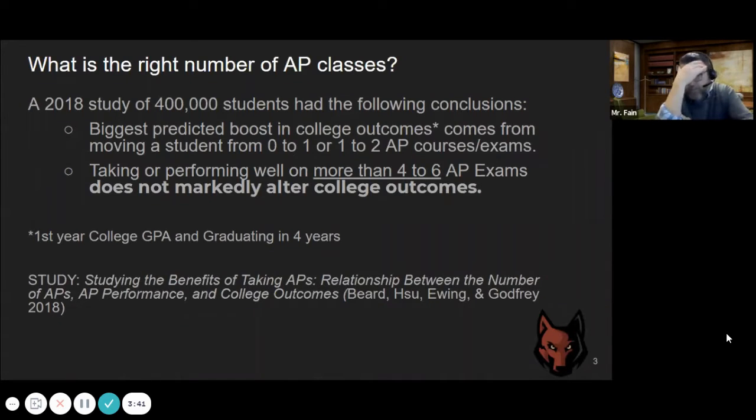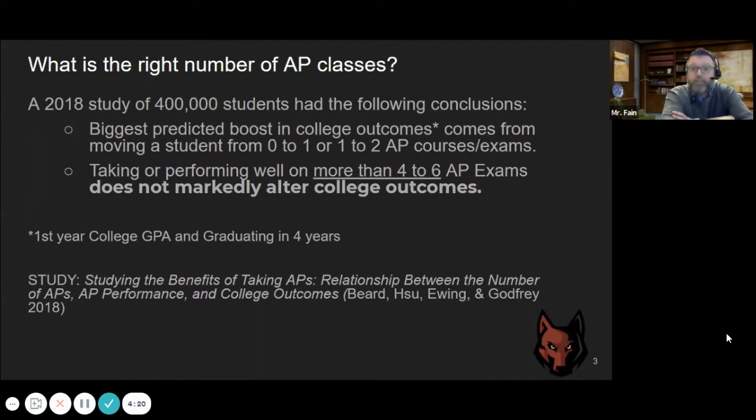But what the study actually showed is that the biggest boost in college success came from a student who took 0 AP courses and then moved up to 1 to 2. That was the biggest improvement in first-year college GPA and graduating in 4 years. For the rest of the study, they noticed that that improvement continued until you reached about 4 to 6 AP exams. And this is over a high school career, not just in 1 year. So once you reach that magic number of 6 AP courses and exams in your 4 years of high school, the data shows there's no marked improvement in how you're going to do in college, right?